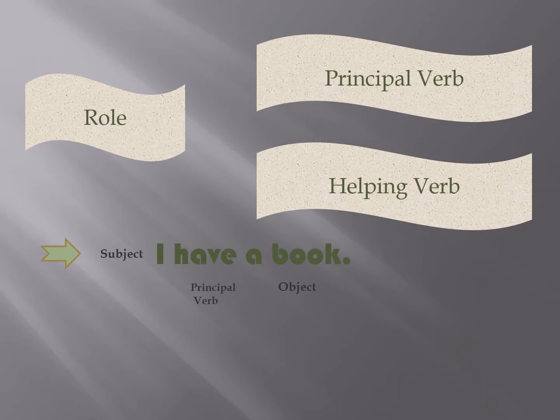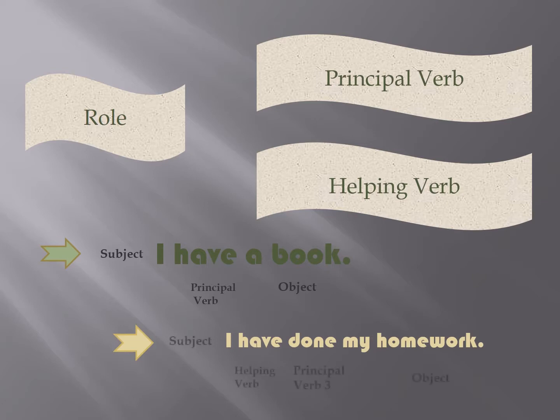Let's have another look at another example. I have done my homework. Here, I is a subject, have is a helping verb, done is a principal verb, and my homework is an object.